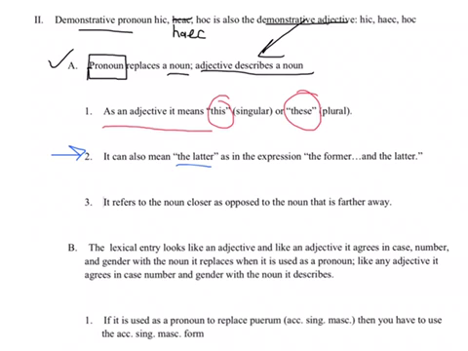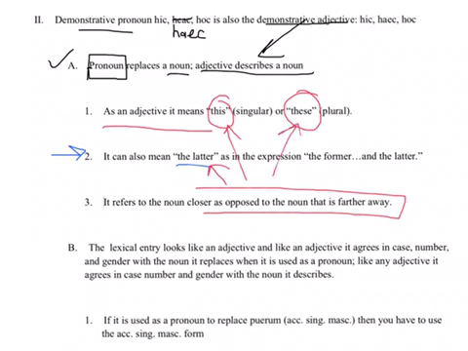And then a third little point under the basic description of this word is that it refers to the noun that's closer as opposed to the noun that is further away. Just as in the former and the latter, it's the thing that's closer to you, the term this or these shows you that it's the thing closer as opposed to the thing that is farther away.